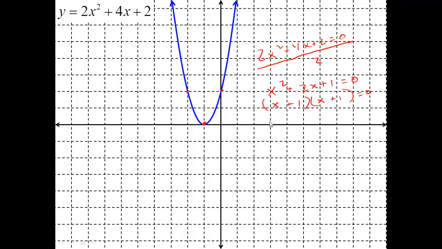And of course, sprinkle in our x's. So I'd actually get x-intercepts of negative 1 and negative 1, which is strange because normally I have two separate x-intercepts, but it's clear based on the graph that it is possible to have only a single x-intercept. We call this a double root.